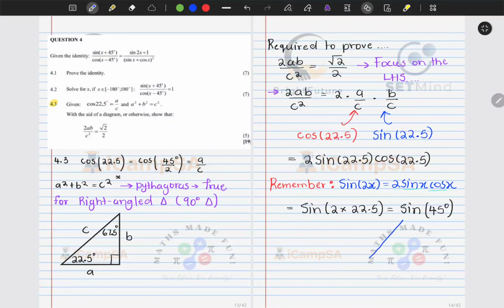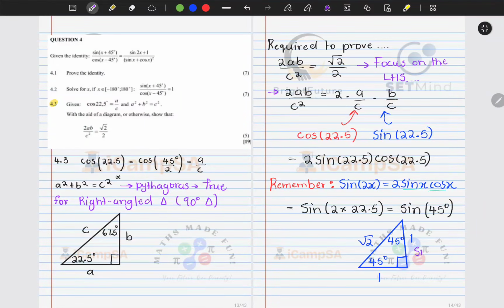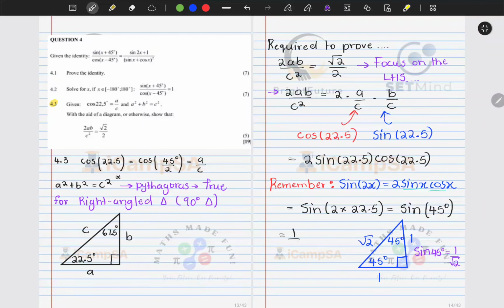Okay, and you guys know very well from your special triangles that sine of 45 is just 1 over square root of 2. Okay, because if you look carefully for sine of 45, you'll always have 45 here, 45 there, 1, square root of 2. So you will see that sine of 45 will always be 1 over square root of 2. So which means our answer is 1 over square root of 2.